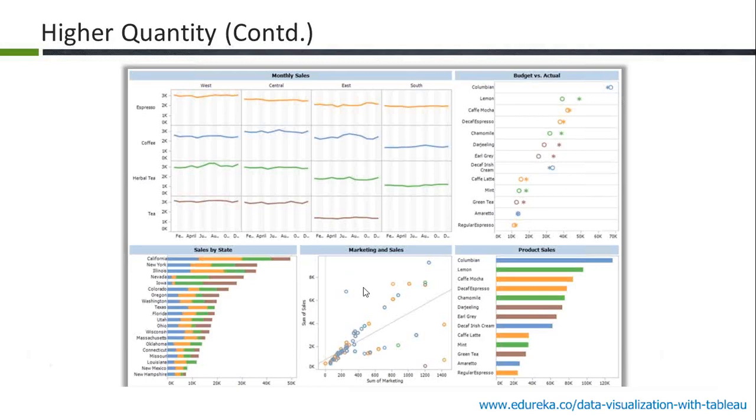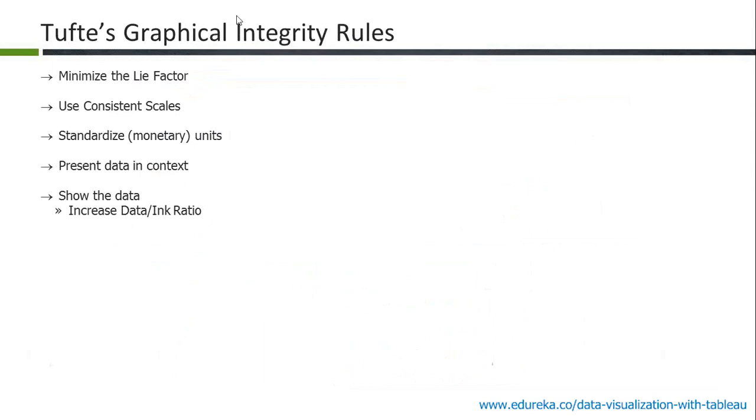And then marketing and sales amount. How are marketing and sales related? If marketing investment increases, does your sales increase or not? And then what is your product sales in descending order, right?